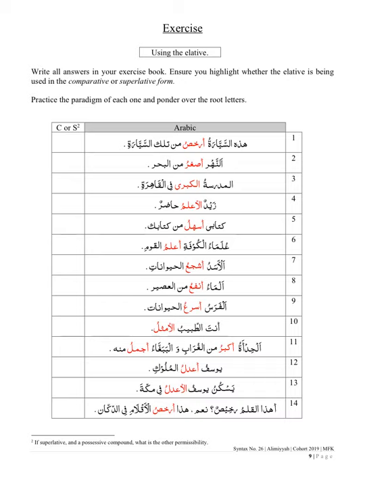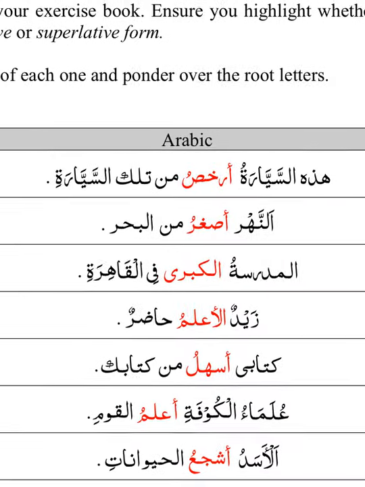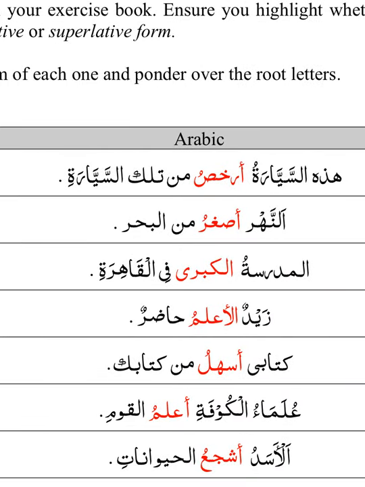So this exercise is on page number 9 of the handout, which you should have. And let us look at the first example. Let's make it bigger. The first thing we do whenever we see any Arabic text is that we read it. So هذه السيارة أرخص من تلك السيارة.